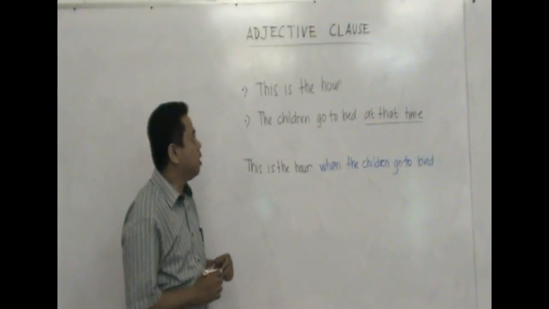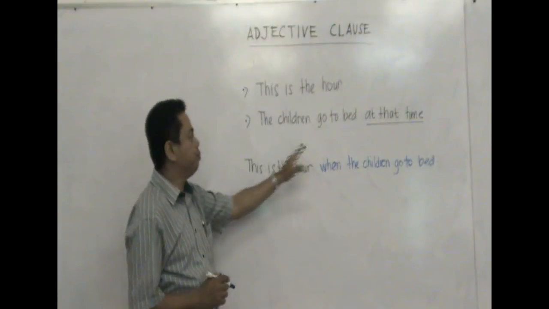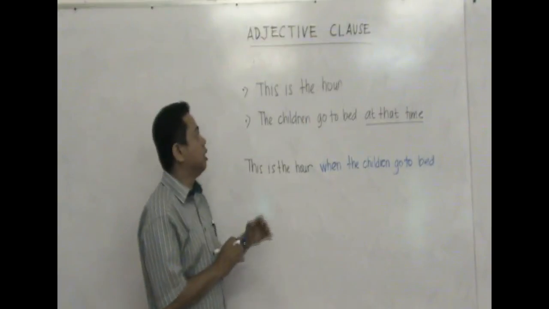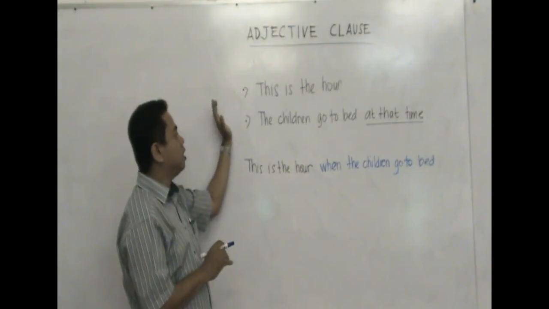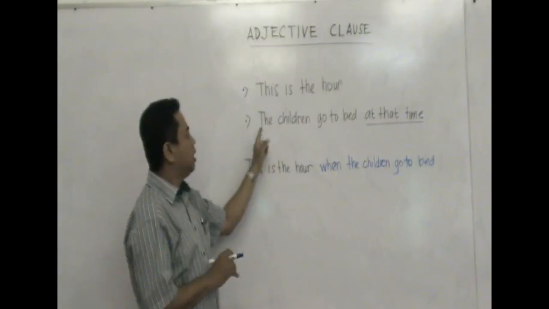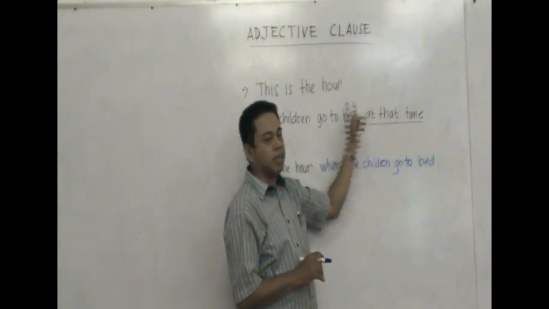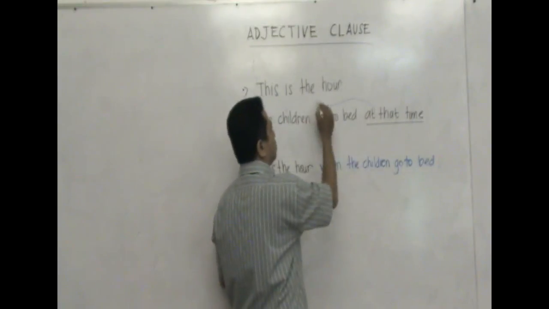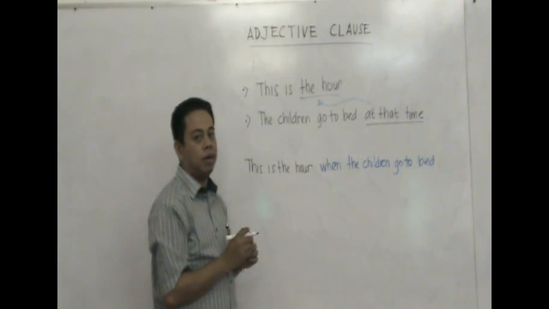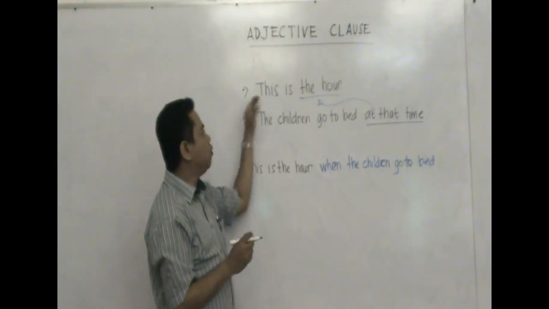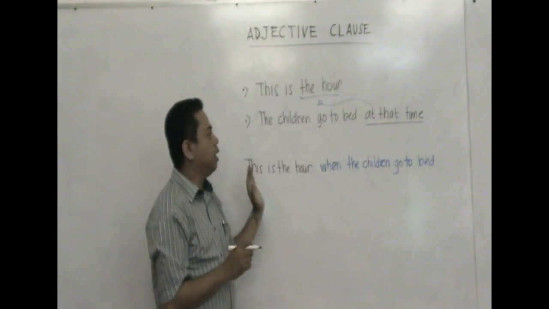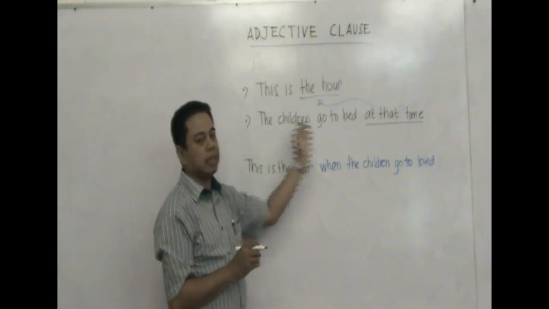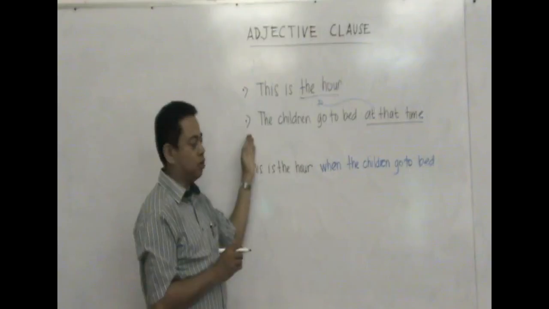The last subordinator is when. Okay? I'll give you an example of how to use when in adjective clause. So I have the sentences. This is the hour. The children go to bed at that time. So at that time refers to the hour. Okay? So if you want to make this is the hour as the main clause, that means that this sentence will be the adjective clause.